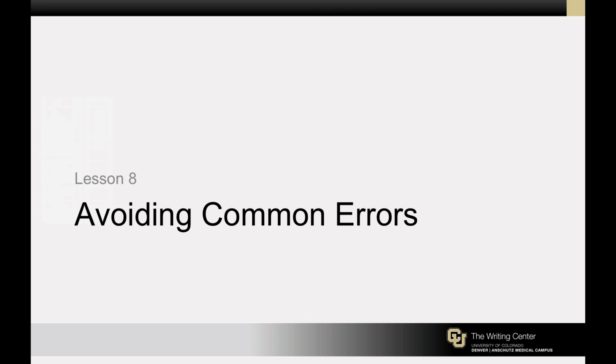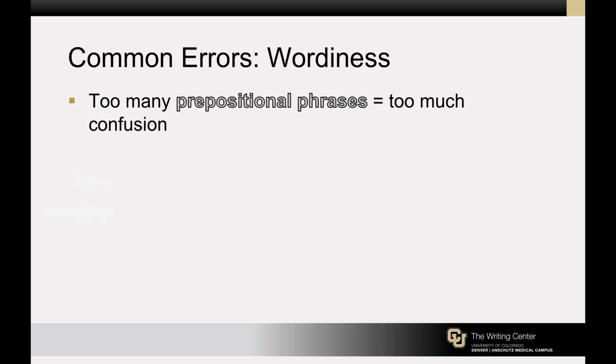In Lesson 7, we learned how to add modifiers to our clauses for additional detail, keeping in mind how our choices impact our reader. In Lesson 8, we'll learn how to avoid some common modifier errors. The first common error, wordiness, is usually a result of too many prepositional phrases. When our sentences are too wordy, they can become very confusing for our readers. They'll have a hard time finding the sentence's main subject and action amidst all those phrases.